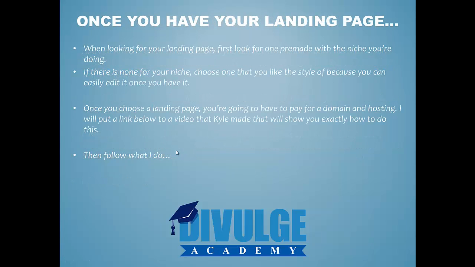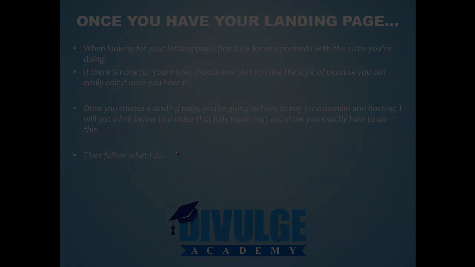When looking for your landing page, first, look for one pre-made with the niche you're doing. If there's none with your niche, choose the one that you like the style of because you can easily edit it once you have it. Once you choose a landing page, you're going to have to pay for a domain and hosting. I'll put a link below to a video that Kyle made that will show you exactly how to purchase a domain and hosting. After you have both of those, follow what I do next.